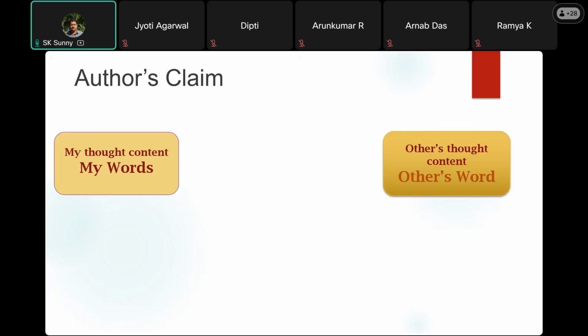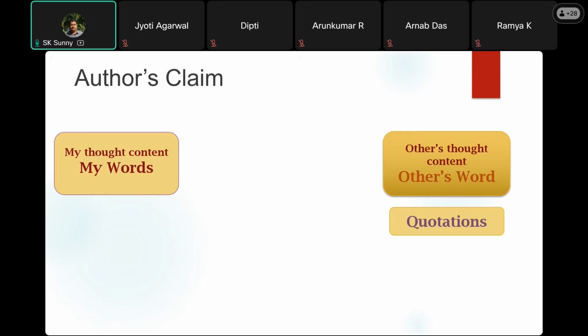Everything is the same. So when I am writing something as a research report, whether a research paper or thesis, I am writing something which is my thought content, and I am writing it in my own words. This is one component of my writing: these thought contents are mine and written in my own words. And there is another component, that is others' thought content in others' words. I have taken the idea, the sentence, the structure, the paragraph from somebody else's work, and I am writing it as it is, putting it in my writing as it is.